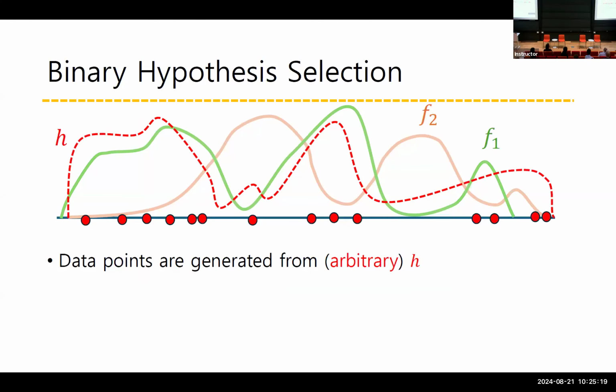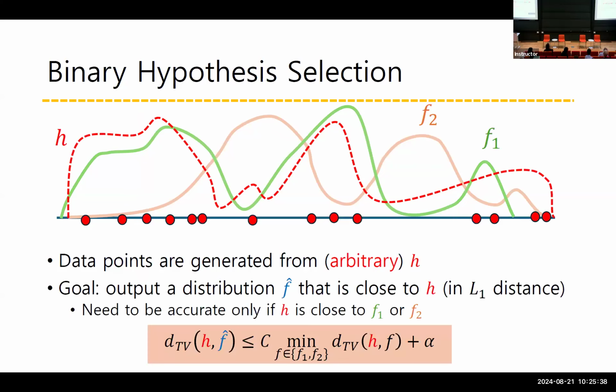In the hypothesis selection problem, we relax these. We say that, let's say the actual distribution H may not be F1 or F2. Instead, we only approximate the distribution H. We don't need to output H exactly. And what do I mean by approximation? We want to output a distribution that is close in total variation distance, or L1 distance, to the distribution H.